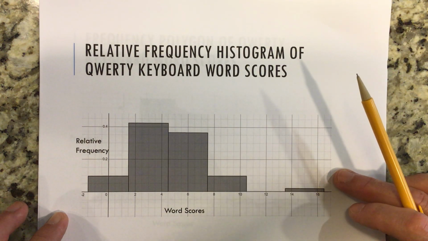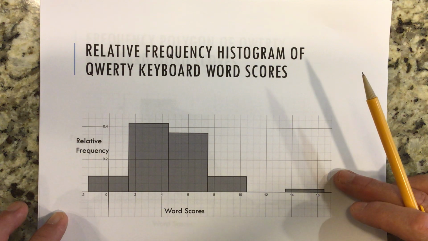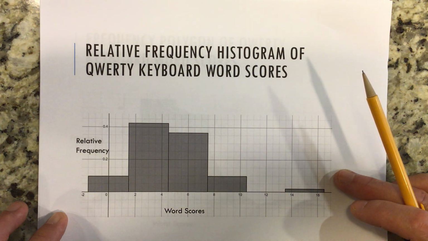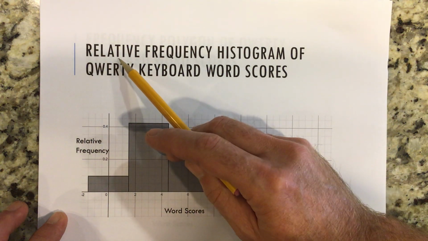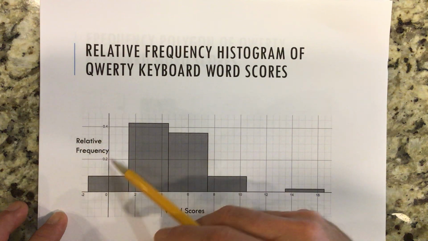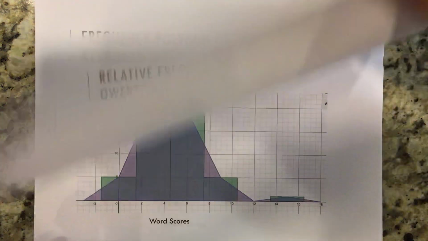And of course, that's an easy mistake to make on your test or on the AP exam when you're asked to make a relative frequency histogram to accidentally make a regular frequency histogram, or vice versa. So just make sure you read the words carefully and pick out things like relative and make sure you get your vertical scale to match. Okay, next, frequency polygon.